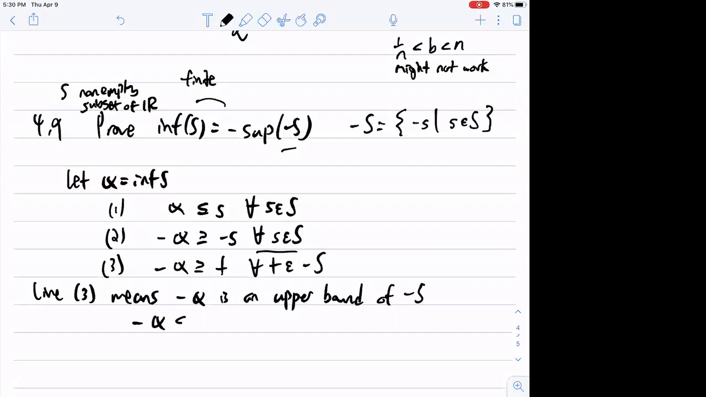So negative alpha is less than or equal to sup of negative S. Oh, sorry, greater than. Actually, it's bigger than. Sup of negative S is the smallest upper bound, so negative alpha has to be bigger than it, because negative alpha is just an upper bound, but sup is the least upper bound. And then we move the negative to the other side. So greater than, if I move a negative, it becomes less than, right? Divide by -1.